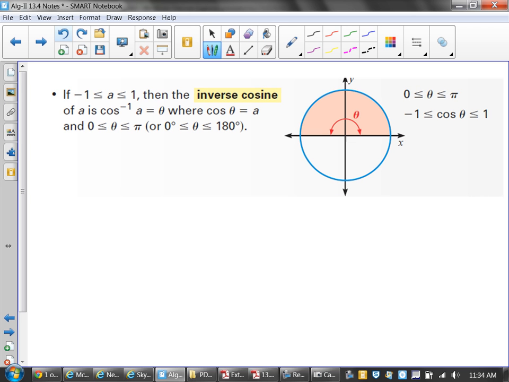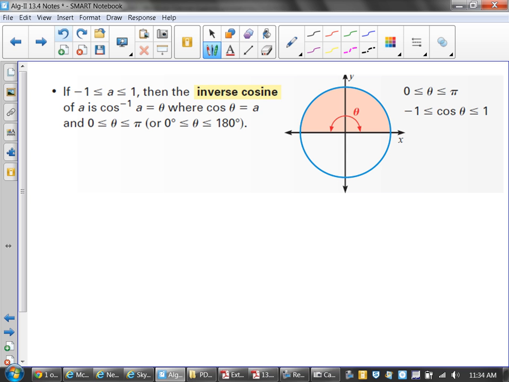Okay. So yeah, what I'm saying here is that we're talking about theta for cosine. You're between 0 and pi, if you're going from here to here. And you're between 1 and negative 1 going this way as well.